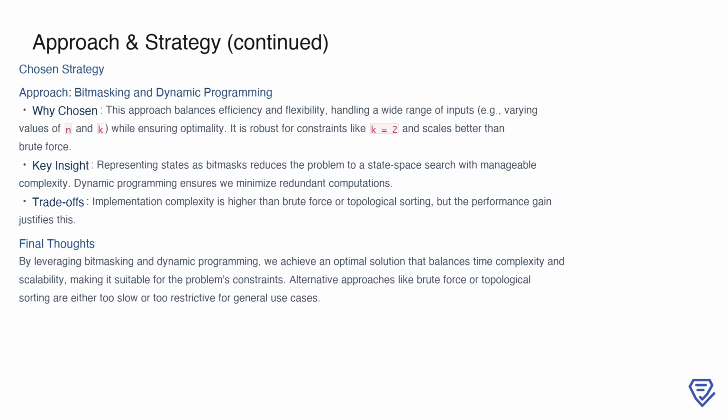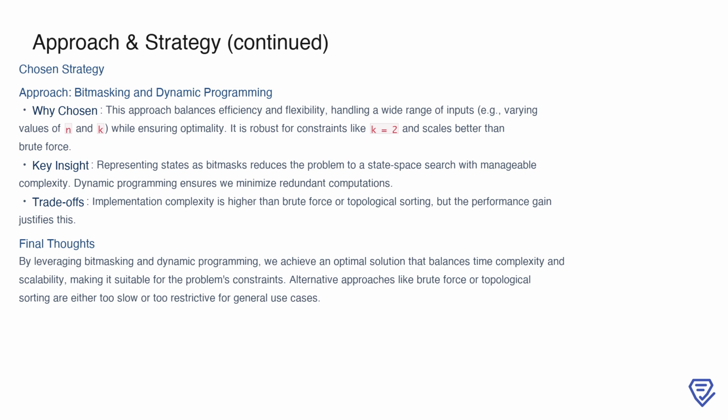Given the trade-offs among the different approaches, we choose to proceed with the bitmasking and dynamic programming strategy. This method strikes the right balance between efficiency and flexibility, making it well-suited for a variety of input constraints, such as different values of n and k. The key insight here is that representing states as bitmasks reduces the problem to a manageable state space search. By incorporating dynamic programming, we eliminate redundant computations and ensure that the solution is optimal.